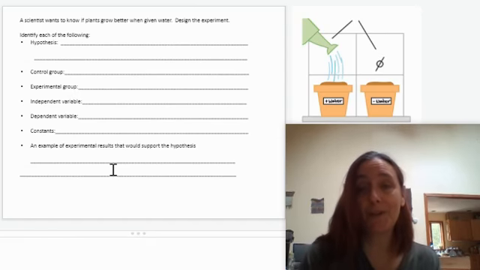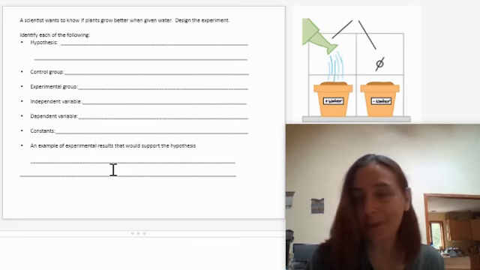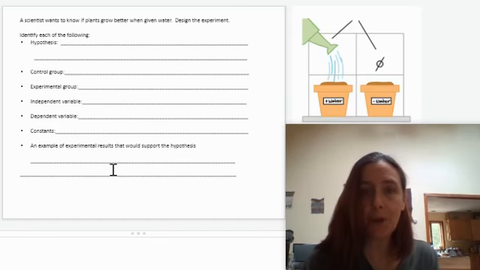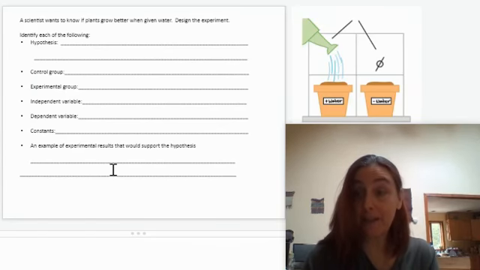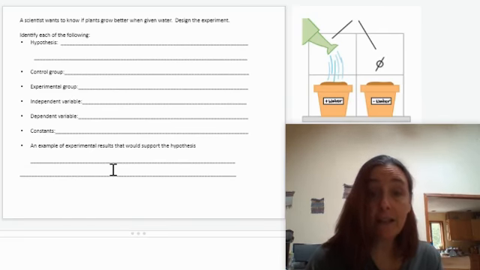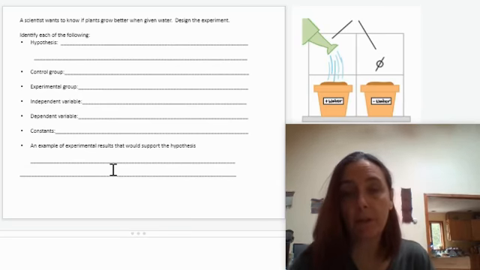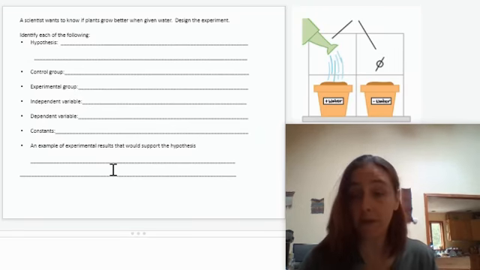a scientist wants to know if plants grow better when given water. We know the answer to that, but let's just say that we weren't sure and we wanted to run the experiment to find out. So, scientist wants to know if plants grow better when given water. Design the experiment and identify each of the following: a hypothesis, control group, experimental group, independent variable, dependent variable, constants, and an example of experimental results that would support the hypothesis.